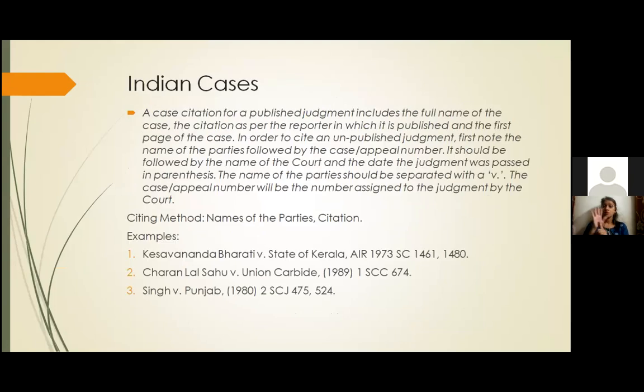So for Indian cases, as we can see, take the very famous case law, Kesavananda Bharati versus State of Kerala. You will write the name of the case followed by a comma. Then this is the citation, that is the case law citation, AIR 1973 SC 1461. This will be available online, on SCC Online, or even on Google as well. And then the page number, 1480, is the pinpoint page number here.